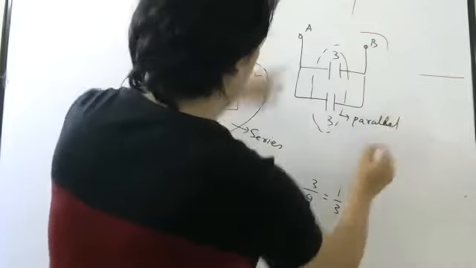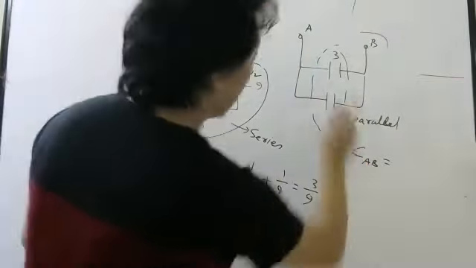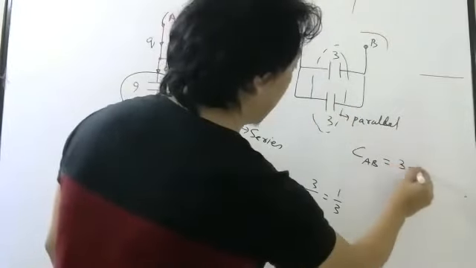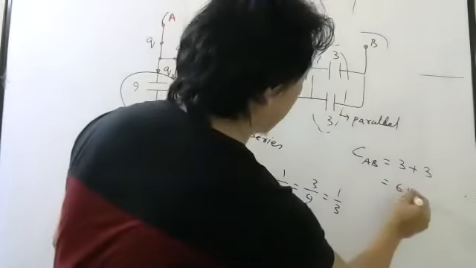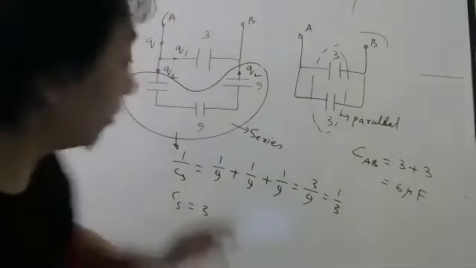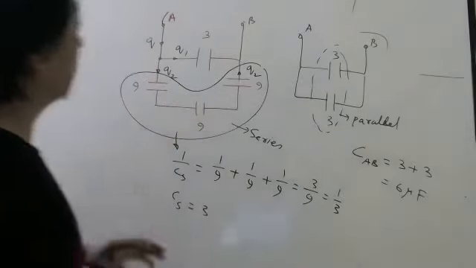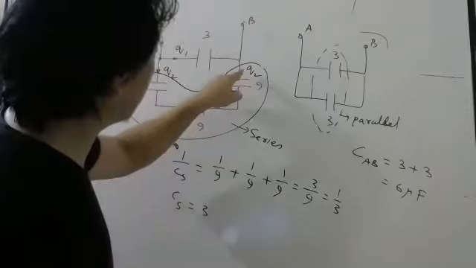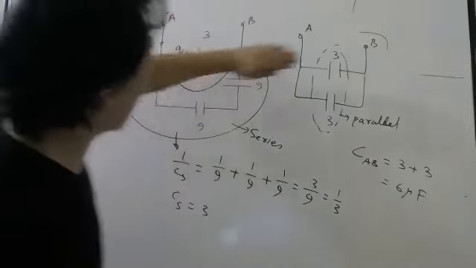So what will be the total capacitance between A and B now? Between A and B, since it is in parallel, it will be C1 plus C2. 3 plus 3, answer is 6 microfarad. Okay, so it is important to know why these three are in series. Once you know these three are in series, then you find the total, then substitute here, then those two are in parallel.